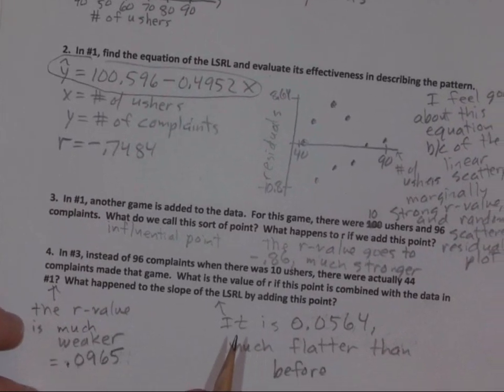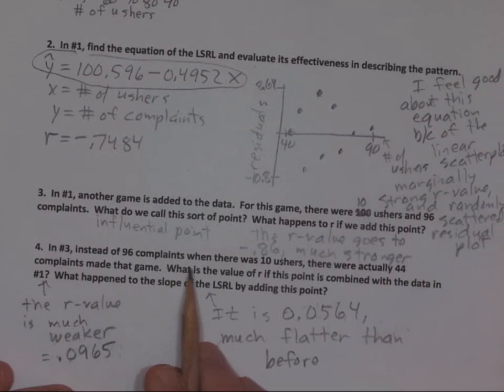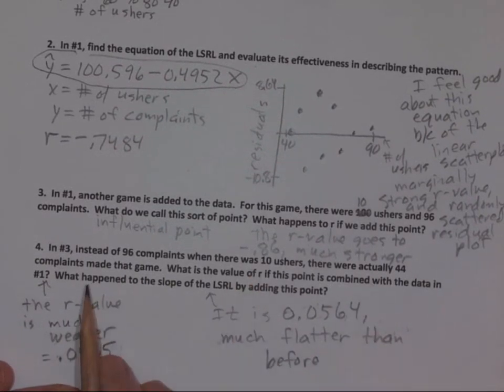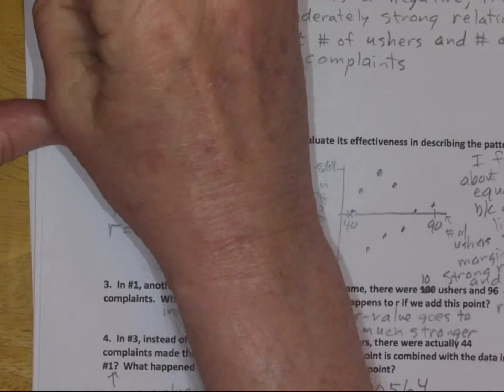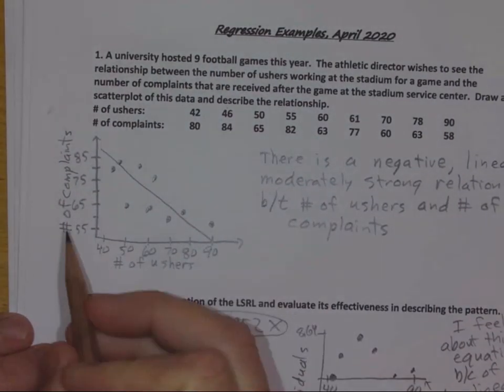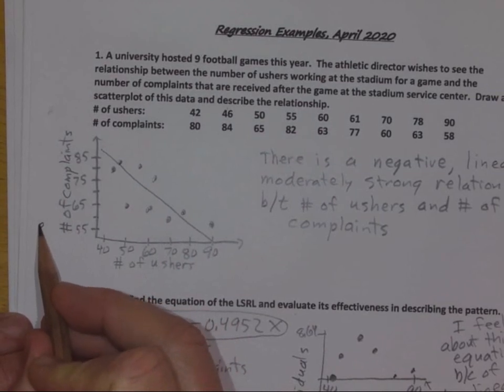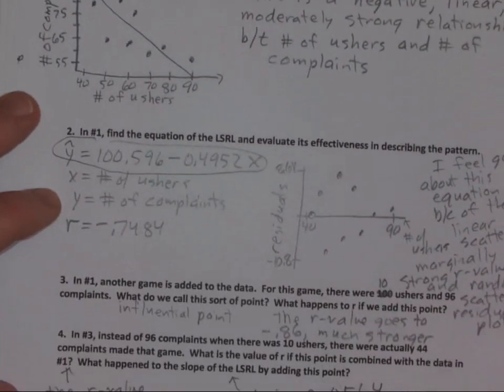And then it says this in regards to number 4. In number 3, instead of 96 complaints when there were 10 ushers, there were actually 44. So in other words, as opposed to here, we add another point way down here like that. And so what's going to happen there?